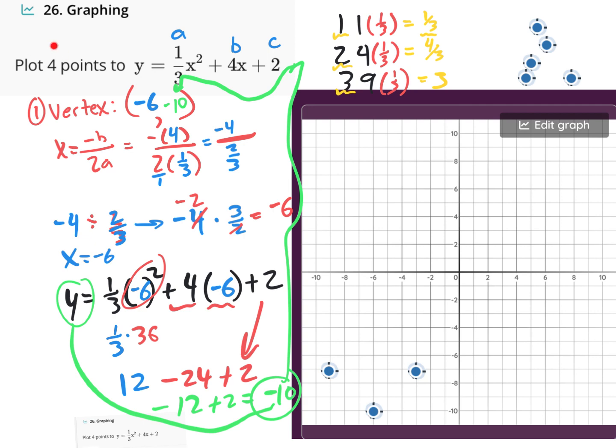But right here it says plot 4 points. We have 3 so far. We need 1 more. And we've already exhausted the pattern. So how could I get another coordinate here? Anybody?